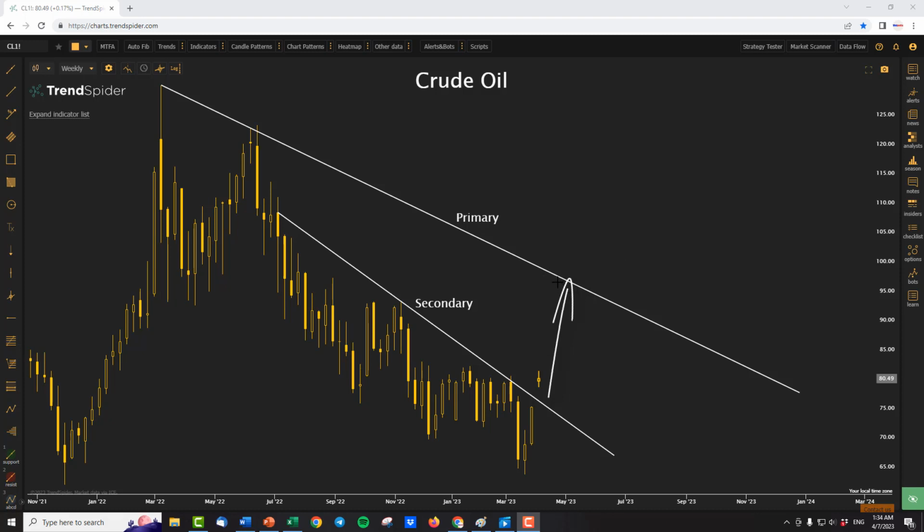And I do not think that is an issue for it to break above 100 US dollars. And when this happens, I believe that the crude oil will very quickly trend to the other resistance at 125 US dollars or even beyond that. We're going to discuss both the technical and fundamental reasons for this reversal.